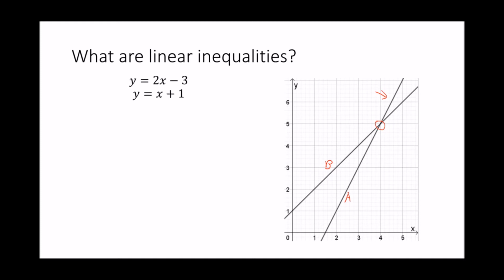So let's have a look at our formulas. What does it mean for our formulas to find the inequality? Well, in the previous video we saw we could make an equation out of this to find the intersection. At the intersection, 2x minus 3 equals x plus 1. But now we're looking at a point where formula A, which is 2x minus 3, is higher than x plus 1. So instead of an equal sign, we write down greater than. So 2x minus 3 is greater than x plus 1.